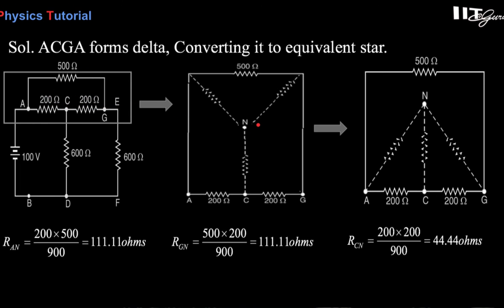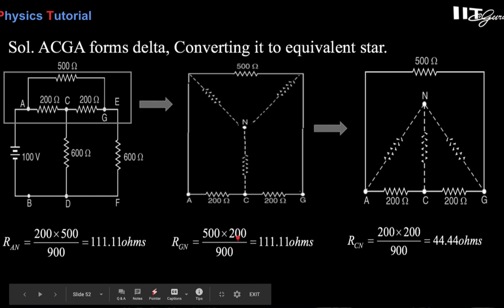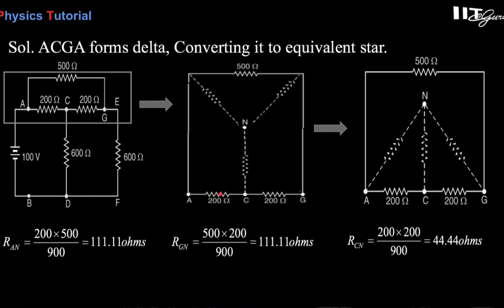If this delta is converted to a star, what you have to do is, from the A point, 200 into 500 upon 2 plus 5, that is 900, and similarly here also 500 into 200. In this way you will get 111.11, and here also 44.44. So these points are there. Now this point is equivalent over here, that is 200 ohm, right? And here also 200 ohm, and here that was 500, which was converted already in delta.